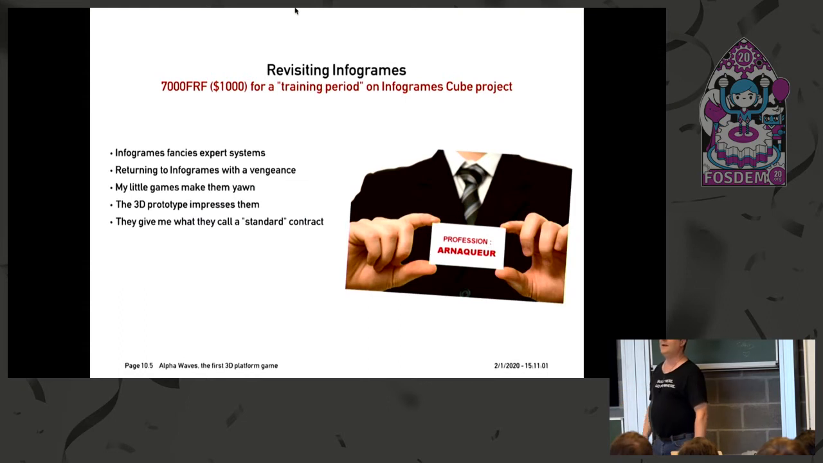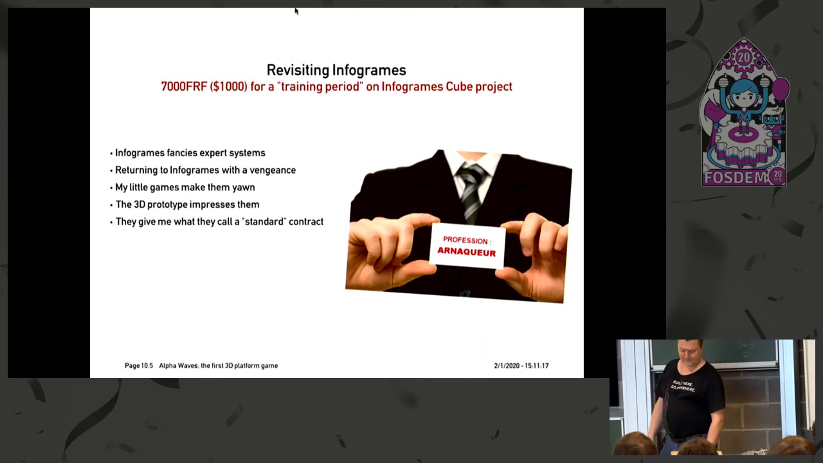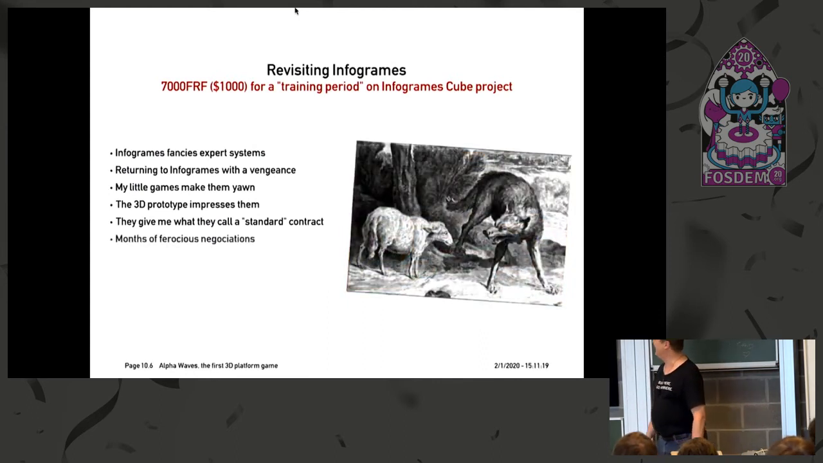And they came back with a standard contract telling me, you're going to work for 3 months during the summer on Infogram's project and as a training period, and you will be paid 7,000 francs, which is about $1,000. So I said, no, sorry, did that once. Not going to try again.